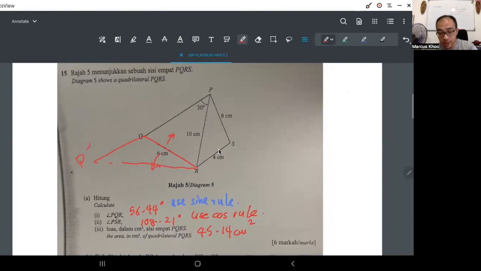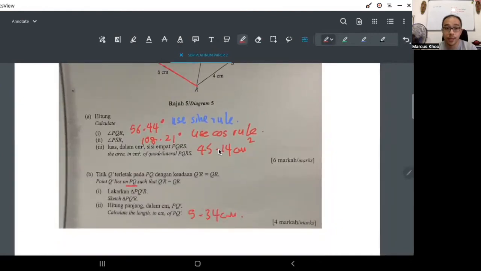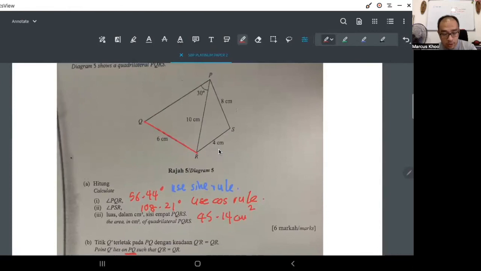But that's not the situation, because what did the question say? The question says Q prime lies on PQ. That means I want to go along PQ, so I will get something like this. So this is 6 cm, this is Q prime.